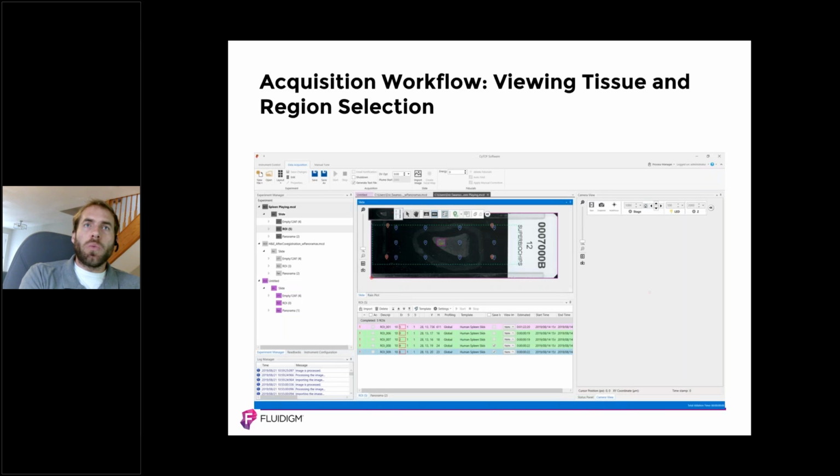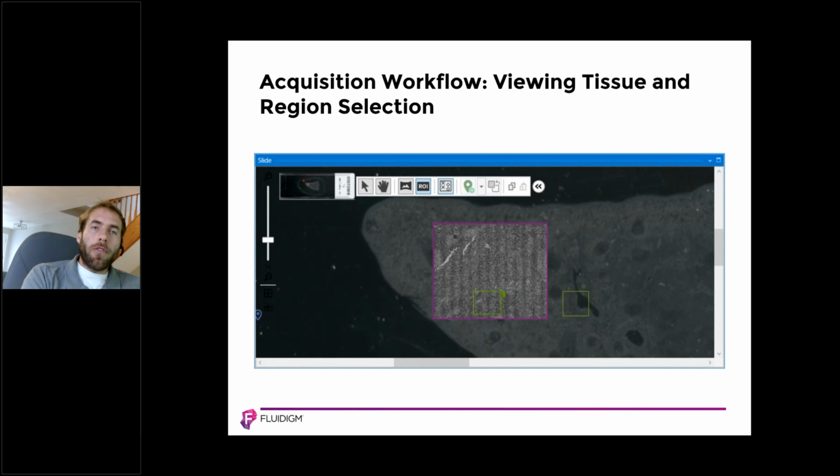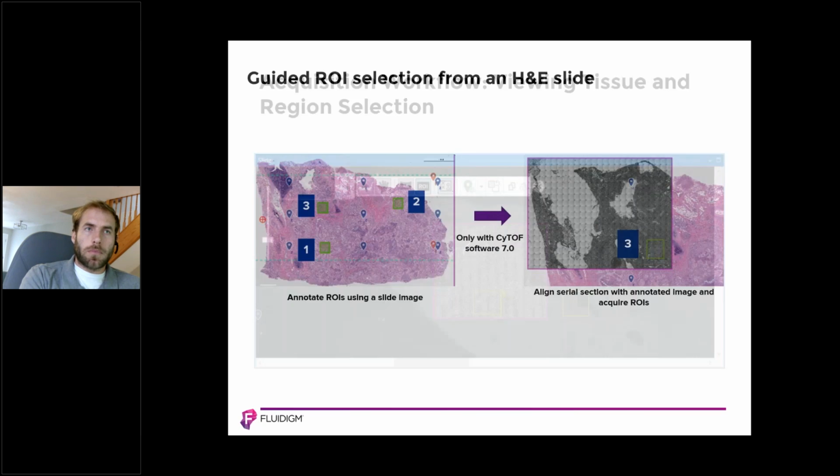So, what does the acquisition workflow look like? How do you select the regions of interest that you're interested in? This is the software that we have. Here you can see there's a region of interest outside of the panorama. This panorama is an image generated with the optics inside the instrument, or you can put your ROI inside the panorama as well.